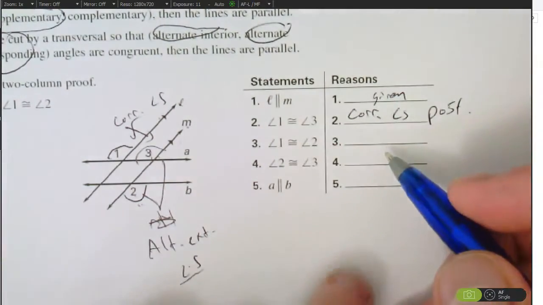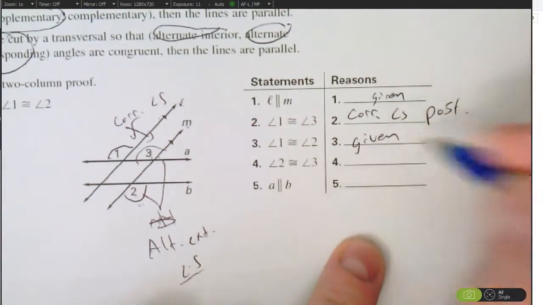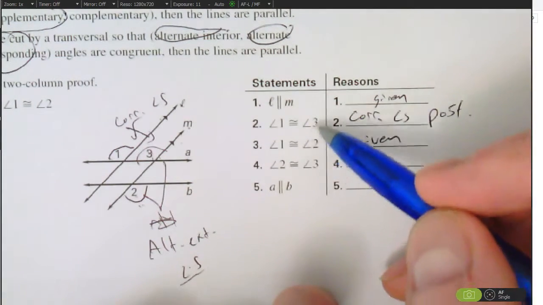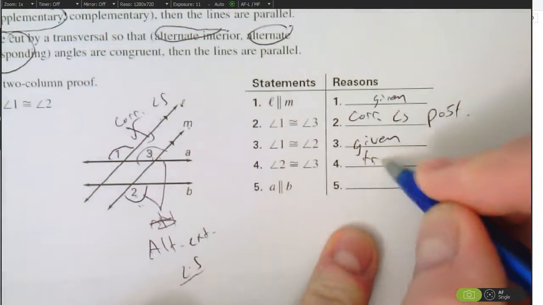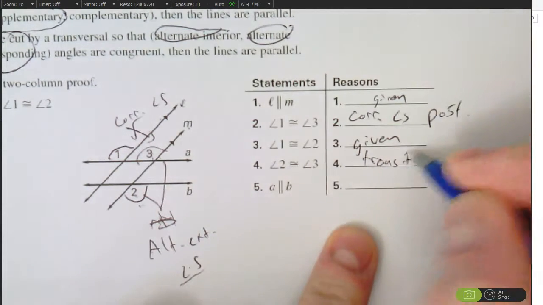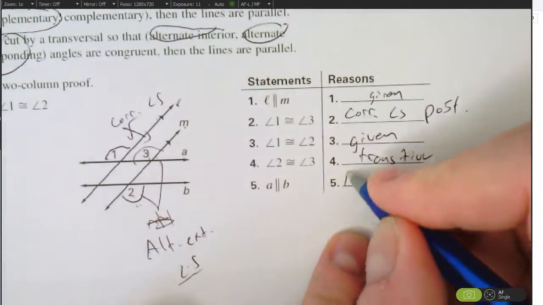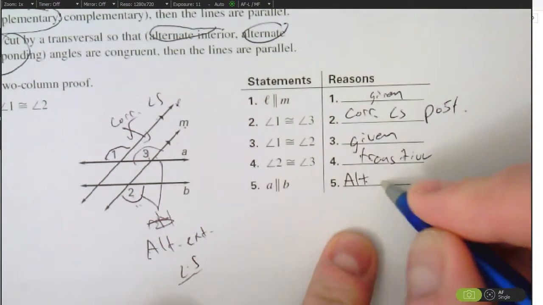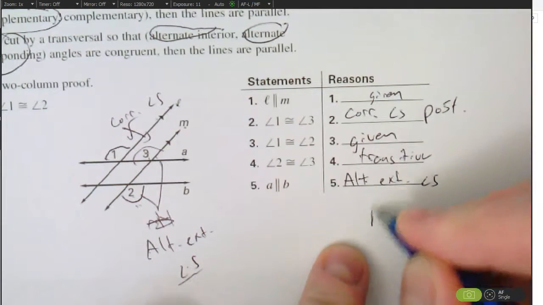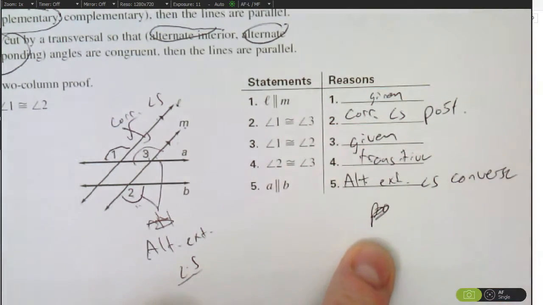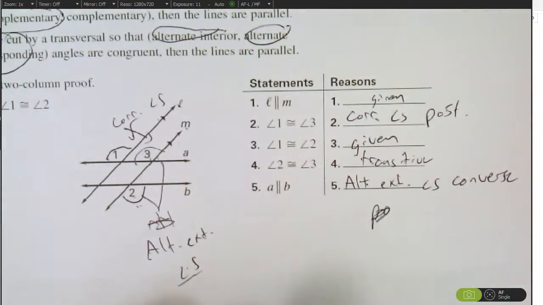Why is 1 congruent to 2? That was given. Okay. And then if 1's congruent to 3 and 1's congruent to 2, how can I say 2 and 3 are congruent? Transitive property. And then I can say A is parallel to B by the alternate exterior angles converse. Okay. There we go.